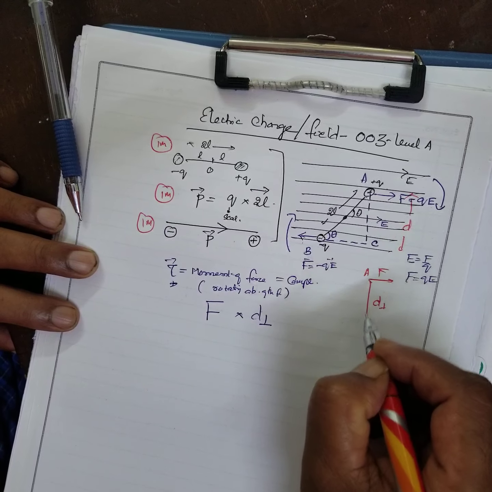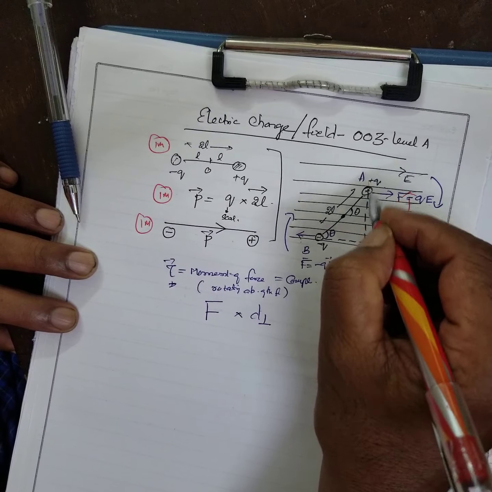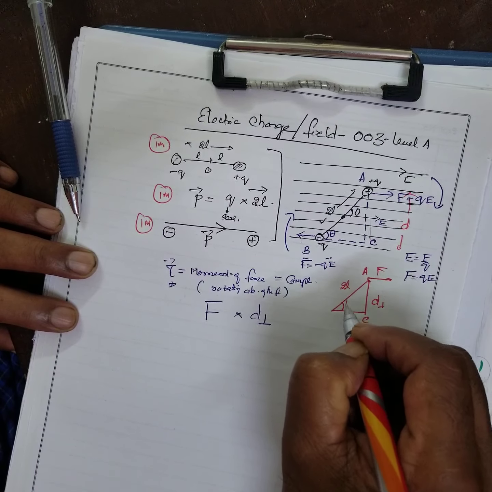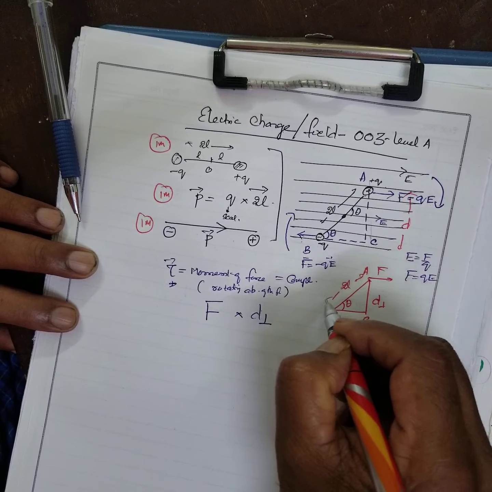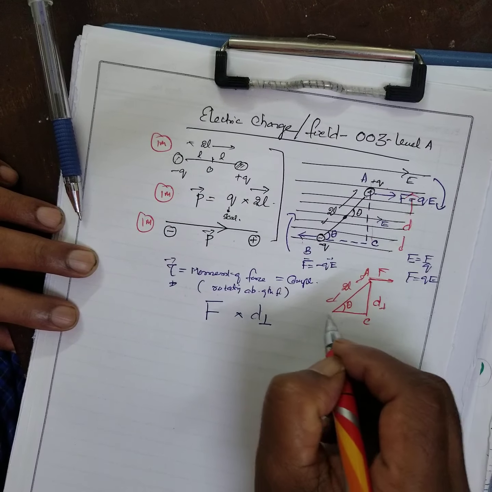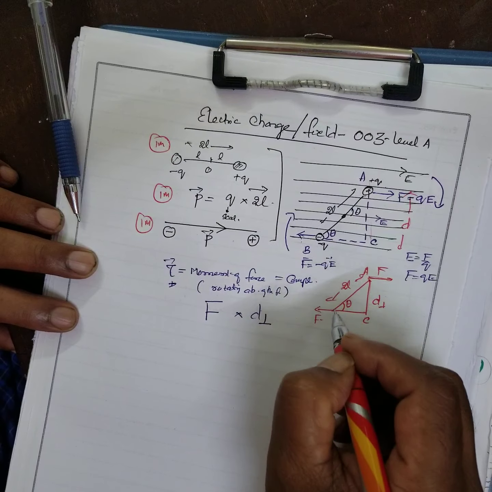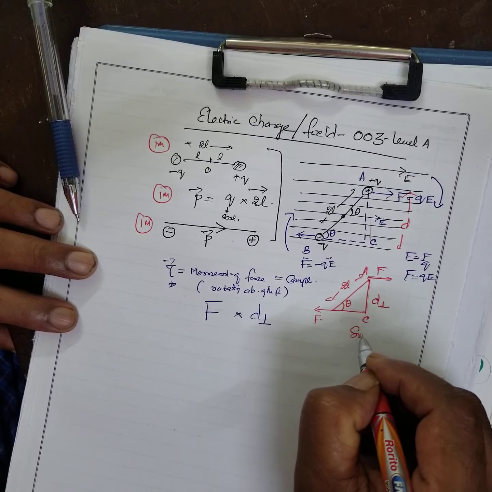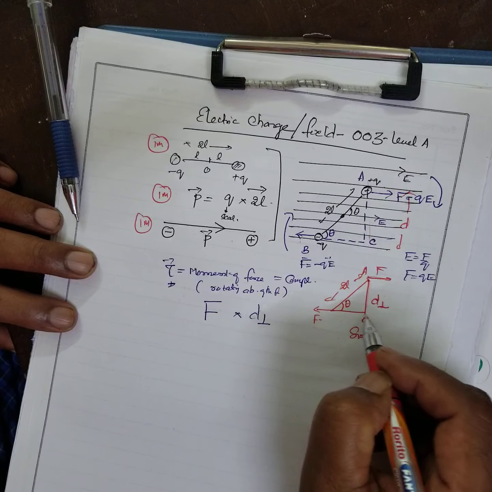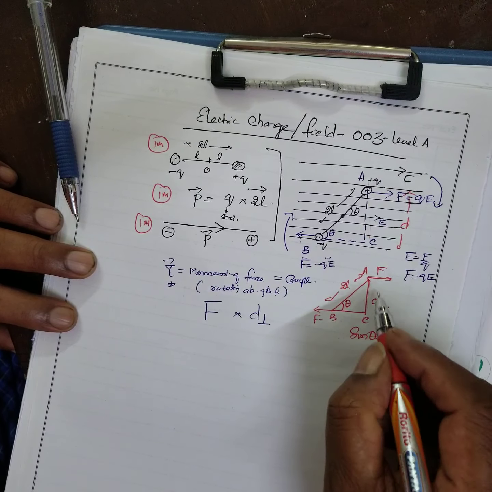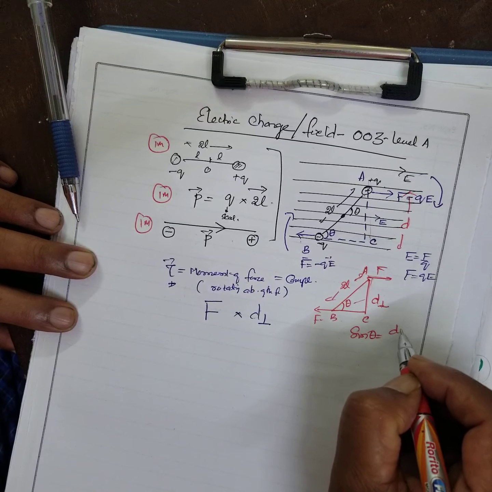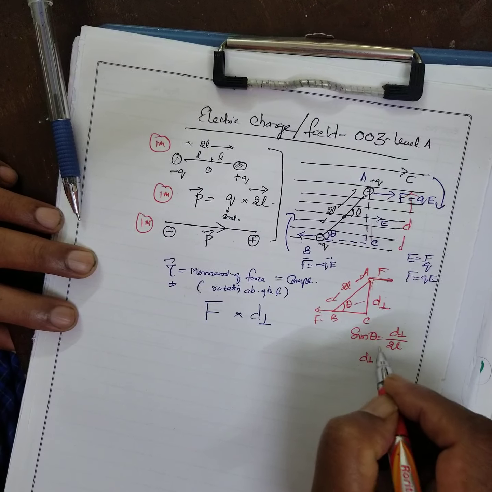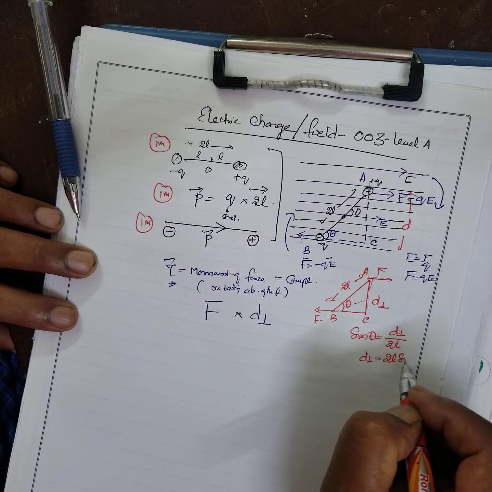Force is acting at A, and the perpendicular is AC. This is 2L, this is theta. Force into perpendicular distance. Then what is sine theta? From this triangle ABC, sine theta is equal to opposite over hypotenuse. Therefore, the perpendicular distance is equal to 2L sine theta.